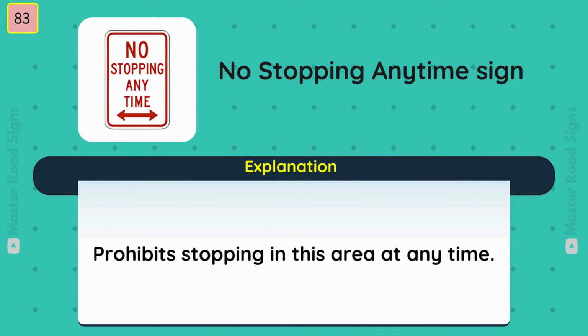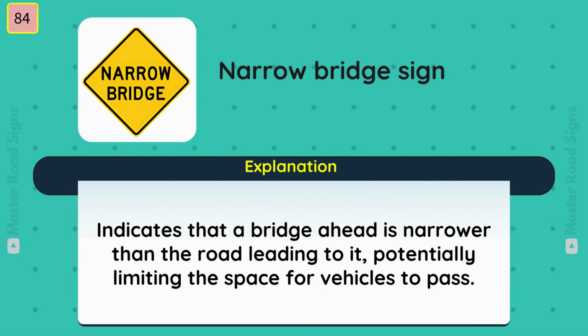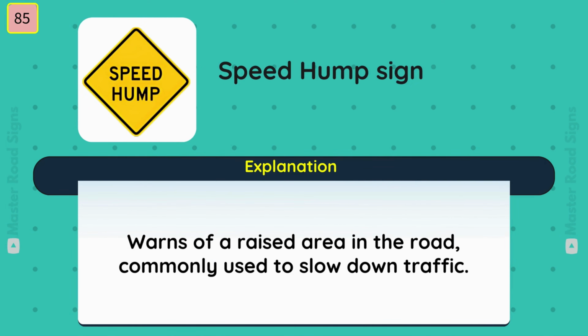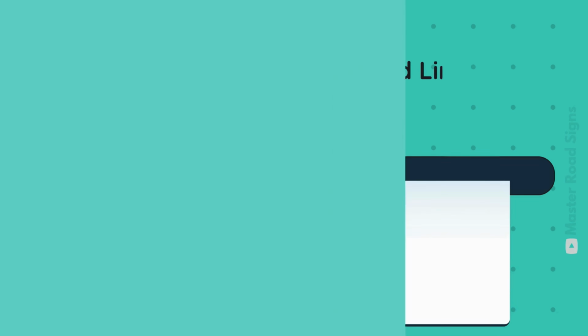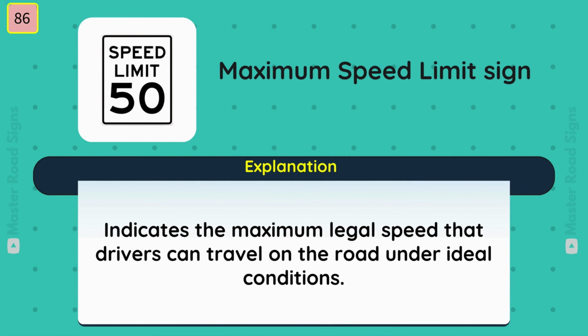No stopping anytime sign prohibits stopping in this area at any time. Narrow bridge sign indicates that a bridge ahead is narrower than the road leading to it, potentially limiting the space for vehicles to pass. Speed hump sign warns of a raised area in the road, commonly used to slow down traffic. Maximum speed limit sign indicates the maximum legal speed that drivers can travel on the road under ideal conditions.